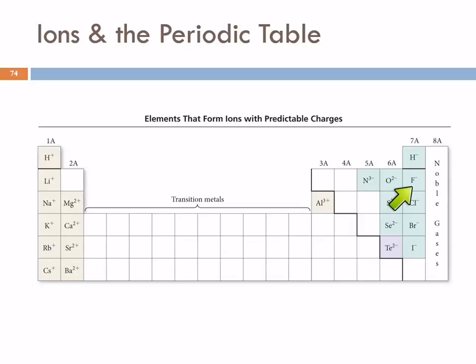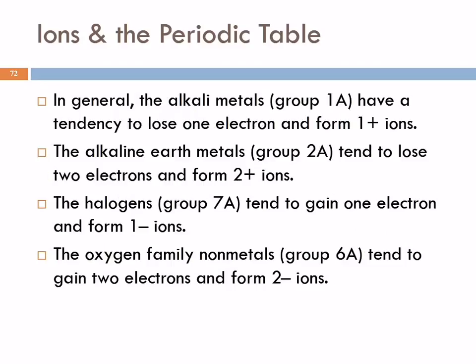So if it has 9, it needs to gain 1 electron to have the same number of electrons as neon. So it's going to have a -1 charge. Oxygen has to gain 2 electrons, and nitrogen has to gain 3 electrons. So they're going to gain electrons so that they have the same number as the nearest noble gas. Okay? Let's go back to the word slides.